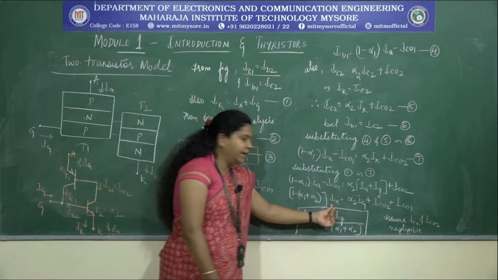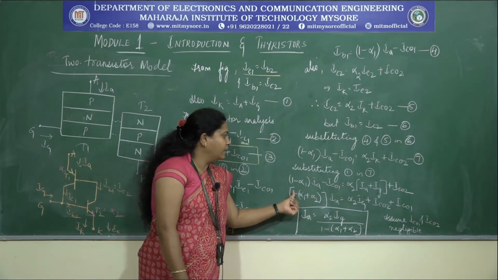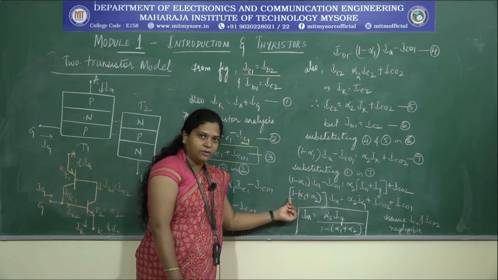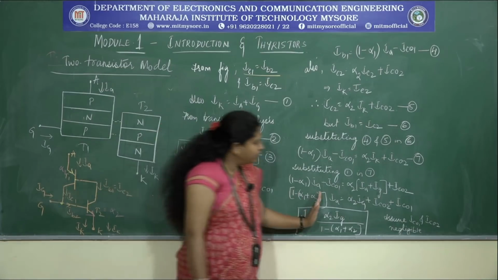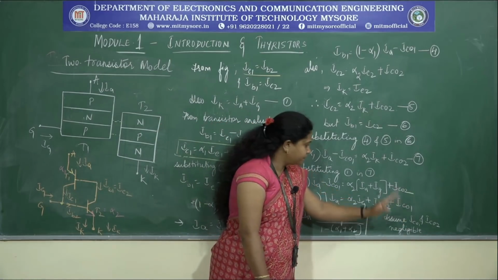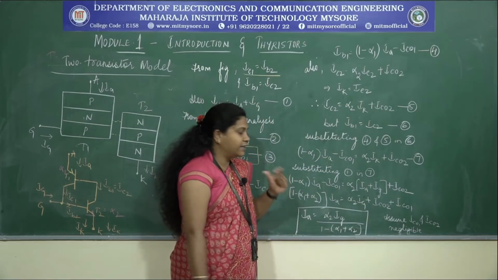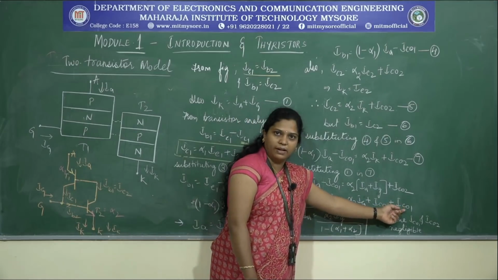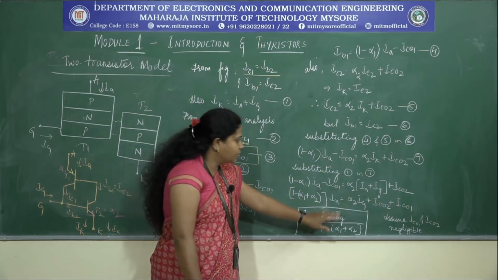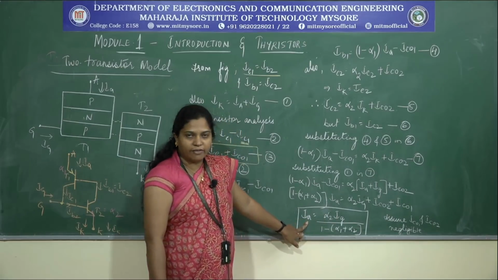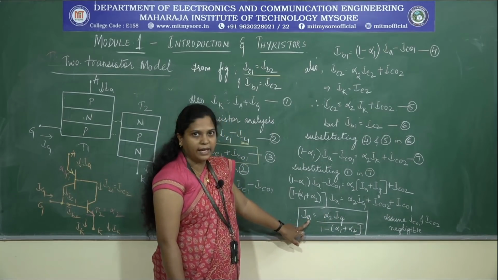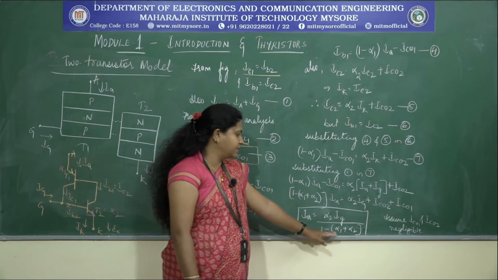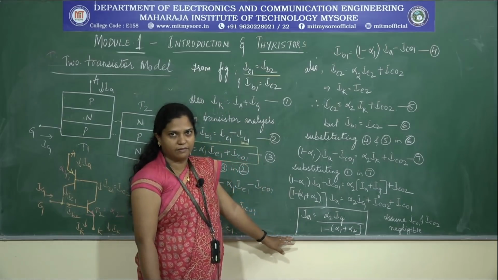Now, bring the IA terms to one side and you will get IA into (1 minus (alpha 1 plus alpha 2)). The remaining terms you can write on the other side. Since the reverse leakage currents ICO1 and ICO2 are very small, they are negligible, so you can neglect them. Finally, you can write the equation for IA, the anode current, as alpha 2 IG divided by 1 minus (alpha 1 plus alpha 2).